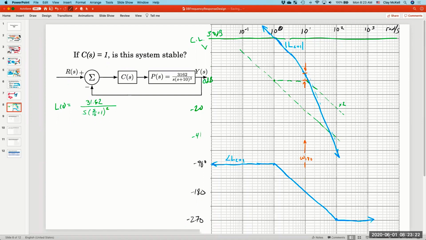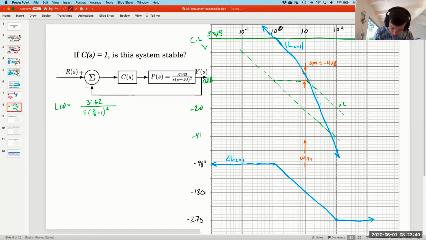Negative. Correct. This is a negative gain margin because the magnitude plot is above 0 dBs. So here the gain margin is around negative 4 dBs. Okay, and then we could also check the phase margin because the omega crossover is a hair above 10.